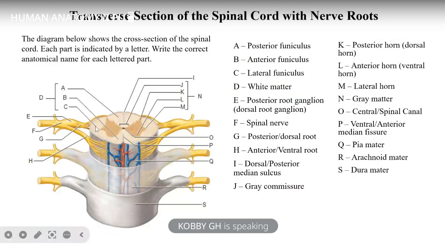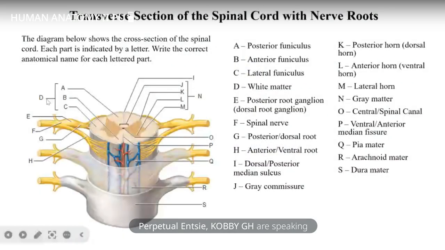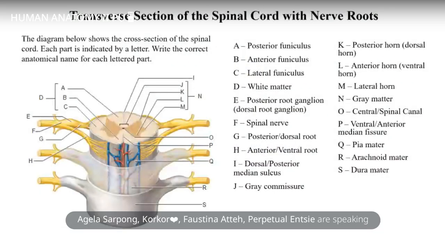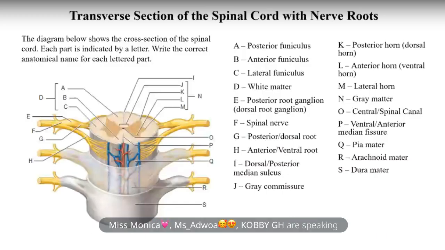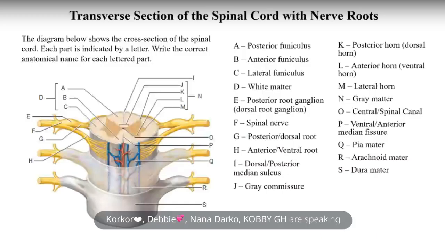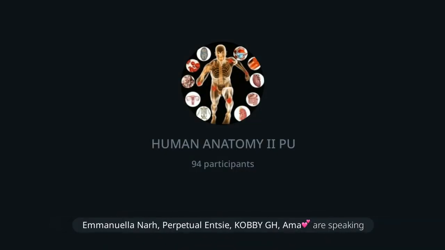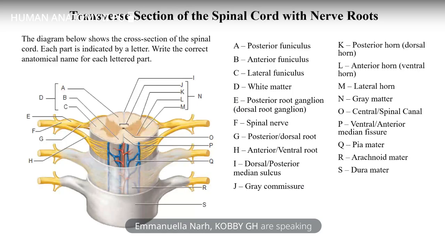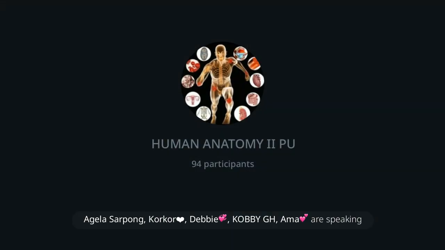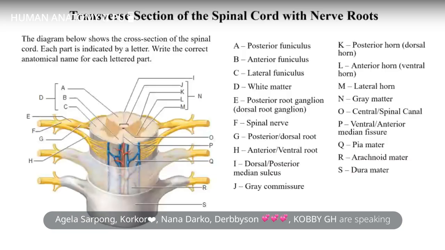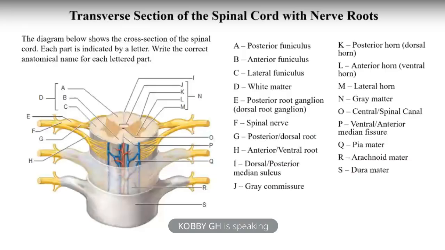What is D? D is a combination of all the three funiculus. So what is D? White matter. All the funiculi form what? All the funiculi form the white matter. Have you gotten it? Yes. And then the horns will form what? Gray matter. The gray matter. This shows that you people are really concentrating. We are learning.